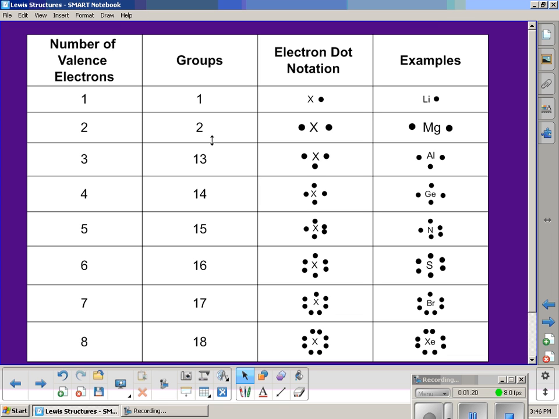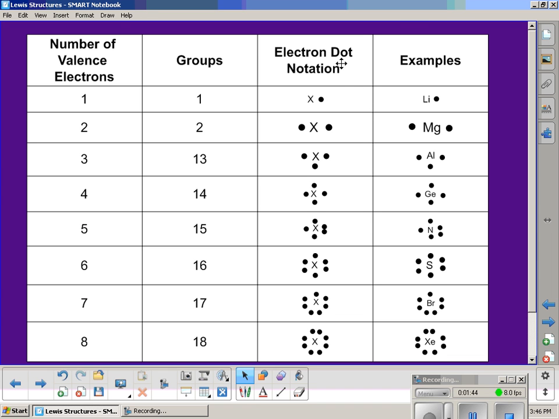So Group 13 has 3 valence electrons. Group 14 has 4 valence electrons. Group 15 has 5. Group 16 has 6. Group 17 has 7. And group 18 has 8. Now, looking at that, you're probably going to be able to pick up that pattern pretty easily. And if you do, that's going to help you out as we move further along in bonding.